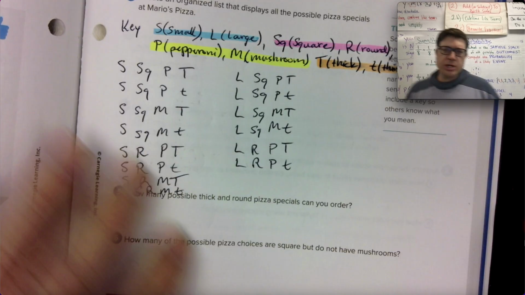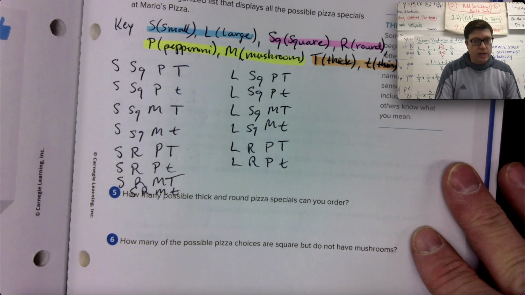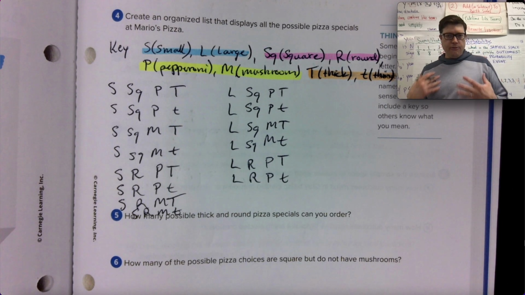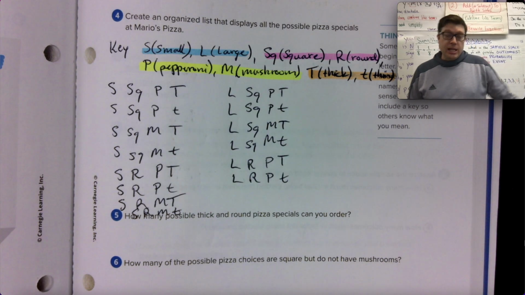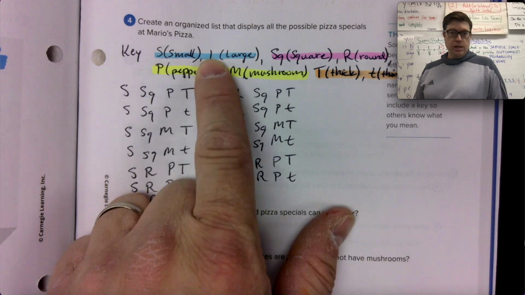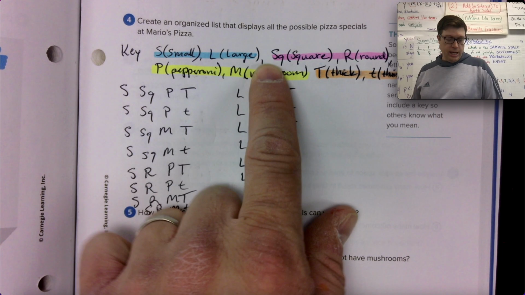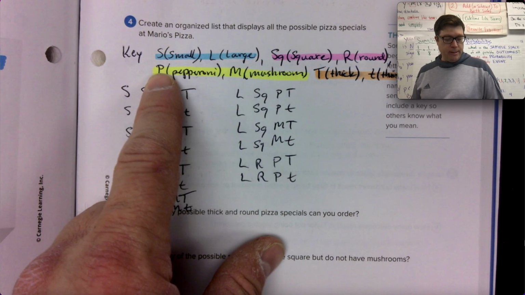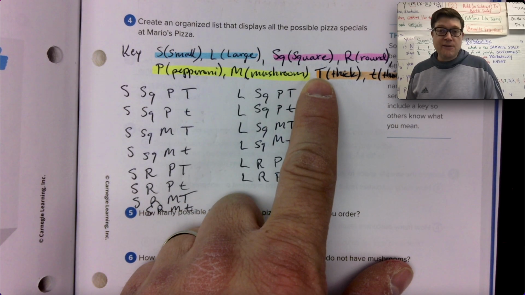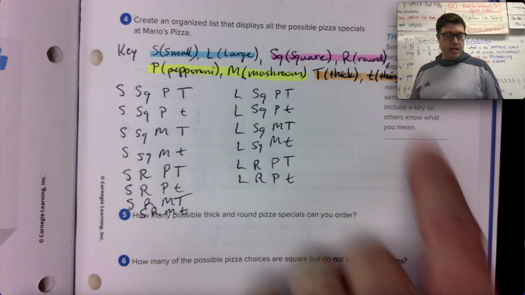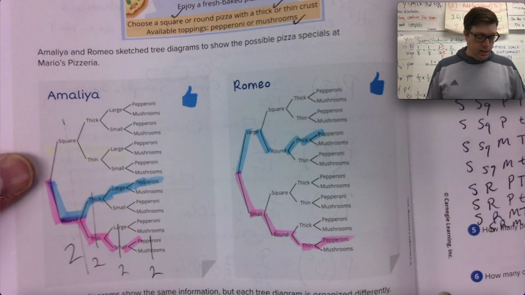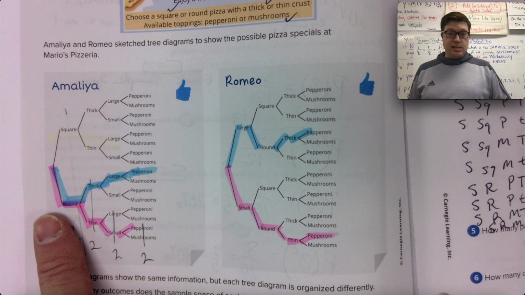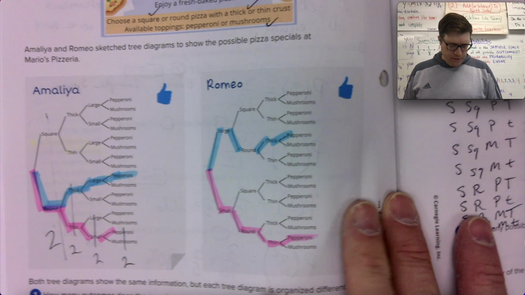Instead of a tree diagram, let's actually maybe create an organized list. And I've gone ahead and created the first like 18% or 80% of it. So with a key that lets us know small, L, large, SQ for square, R for round, P for pepperoni, M for mushroom, capital T for thick, little t for thin. We can list all possible outcomes from this pizza design right here. In fact, am I following?